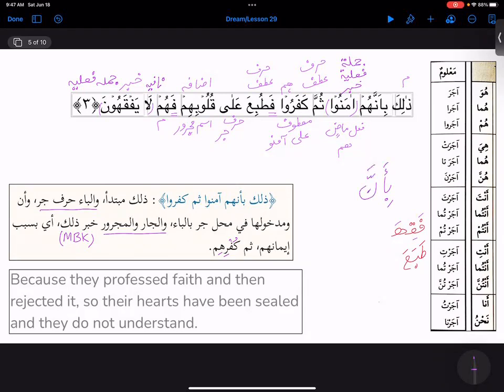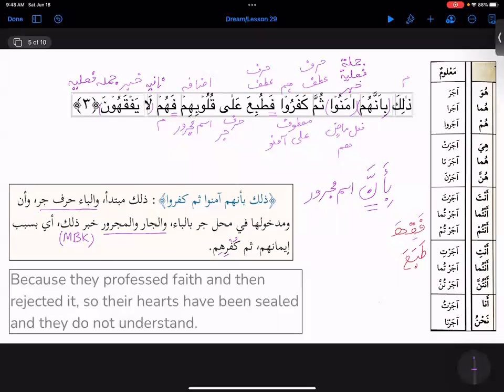And then after ba, if ba is harfu jar, what are we expecting after that? مجرور. جار مجرور. Okay. And then what could be whom then? Because this is the ism of inna, anna. So basically the whole thing is jar majroor then. So if we have jumla ismiya, and what could be the jar majroor? What label does jar majroor get?